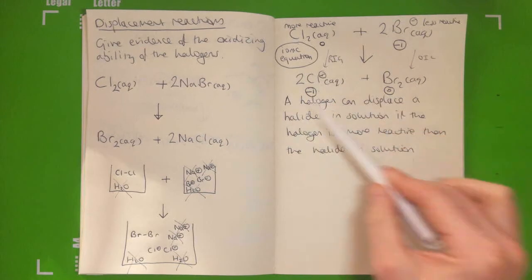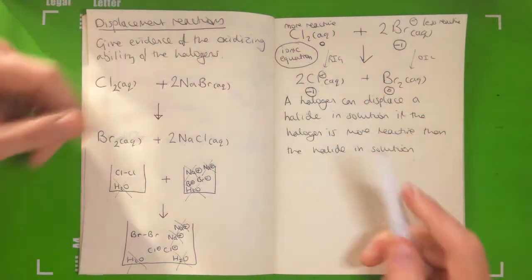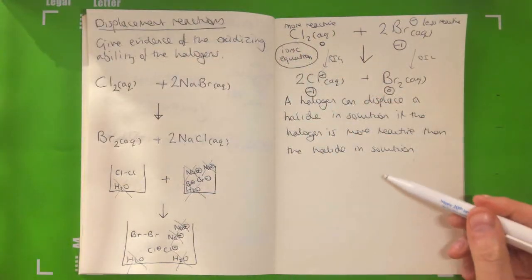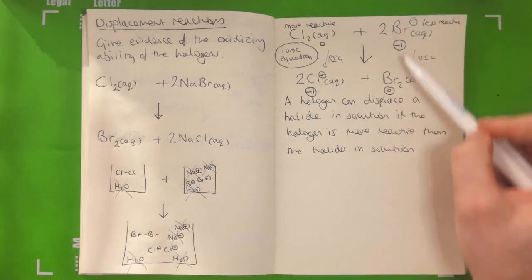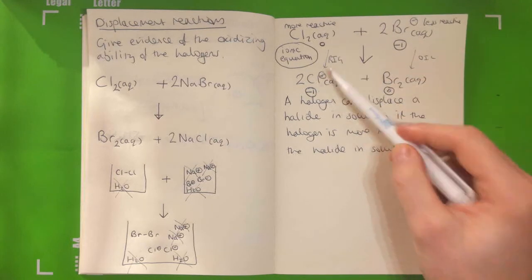So we've got an ionic equation here, and we can pull apart this ionic equation to write down two half equations to show what happens to the chlorine, and to show what happens to the bromide. Let's do the chlorine first.